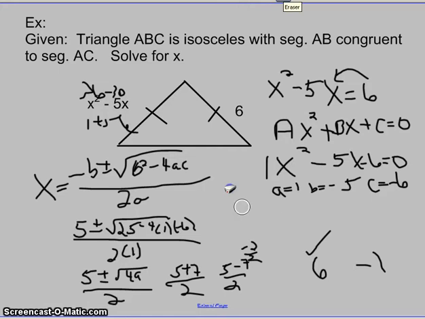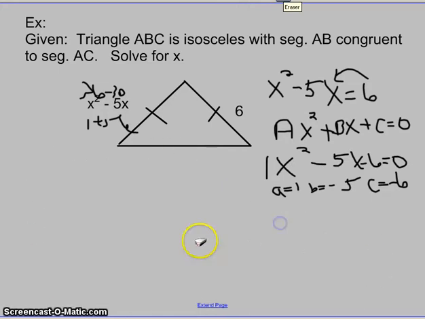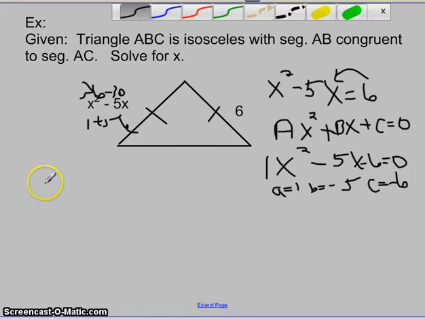Now we got another method. And if you know how to factor, this method is probably going to be easier than plugging into the quadratic formula. Let's talk about factoring real quick. I think the problems that you're going to have is going to be a 1 out front, so that's going to make it easier.